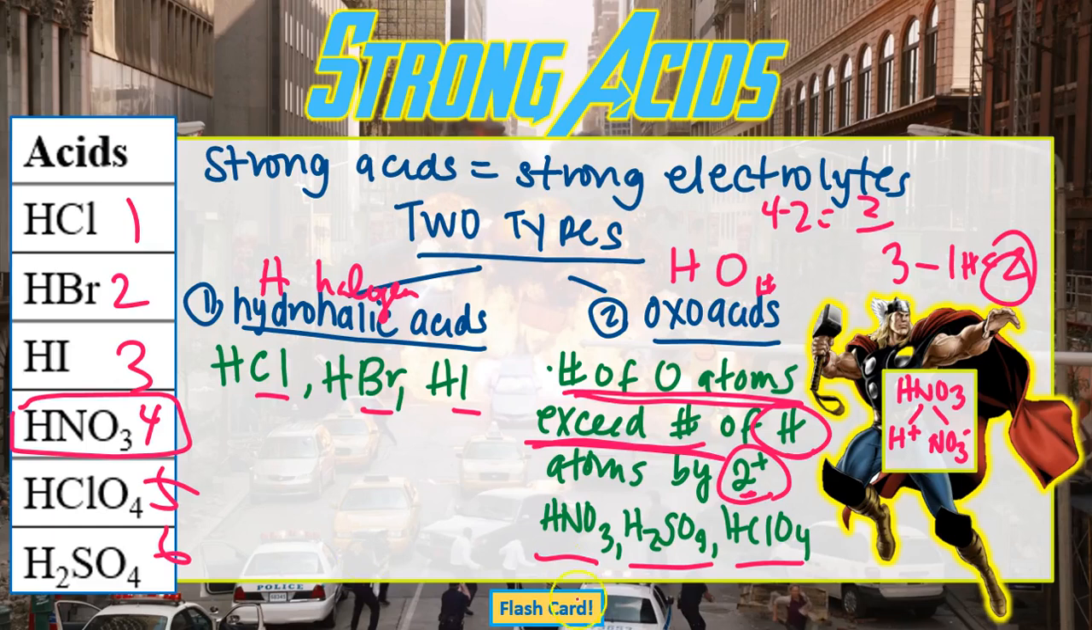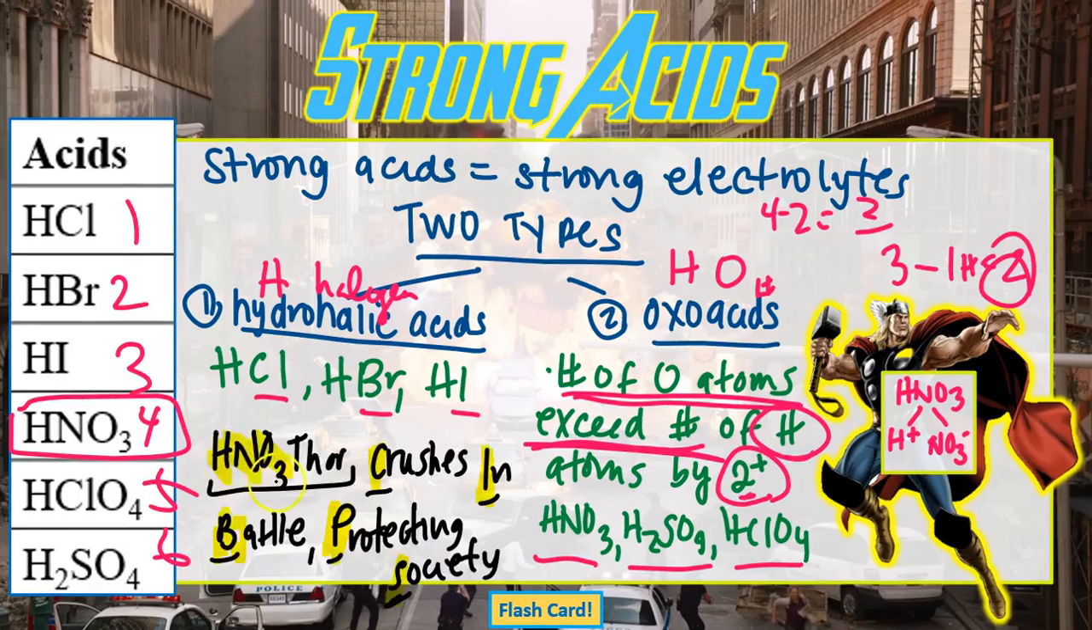Okay, folks? So let's get an example mnemonic here. HNO3 Thor crushes in battle, protecting society. So HNO3 is going to represent nitric acid. That makes it easier, right? HNO3 Thor is going to be Thor. You can just say HNO3 crushes in battle, but it's better if you just say HNO3 Thor. It makes more sense. And then crushes, we have C. C is going to represent chlorine. So we can say hydrochloric acid. So HNO3, nitric acid, and hydrochloric acid for crushes.